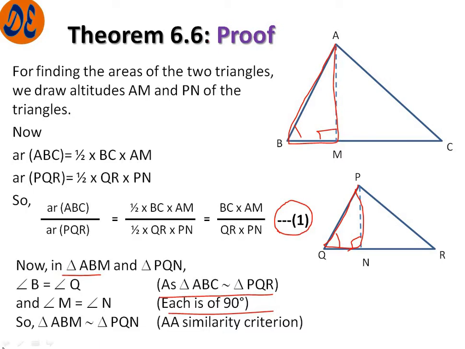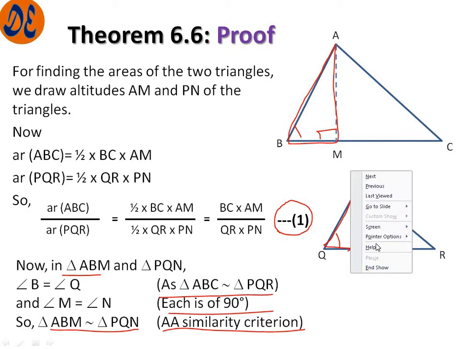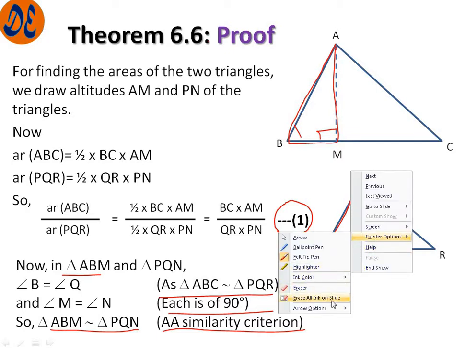Both the triangles are found to be similar by the AA similarity criterion. I have already explained that AA or AAA are both the same thing, because if two angles are the same, the third will automatically be the same. So AA or AAA are both the same thing here.